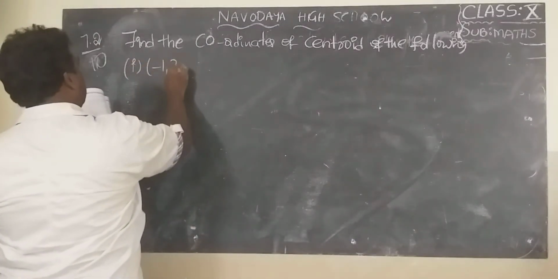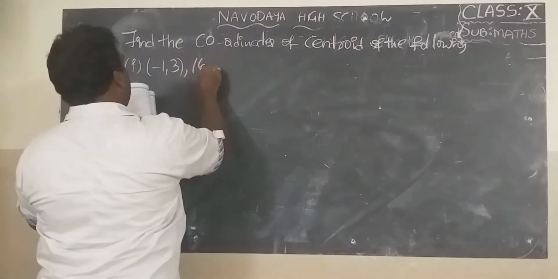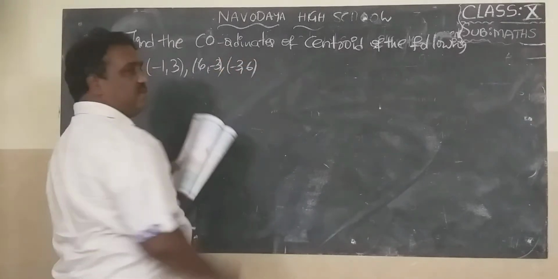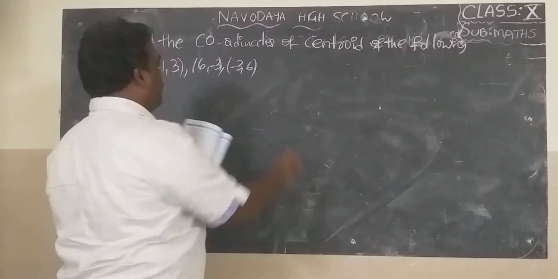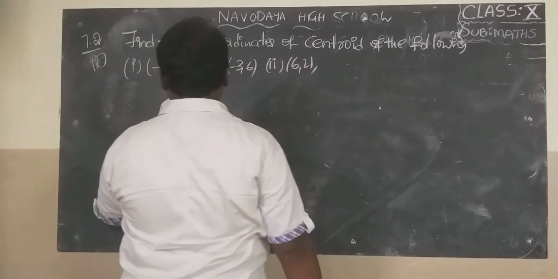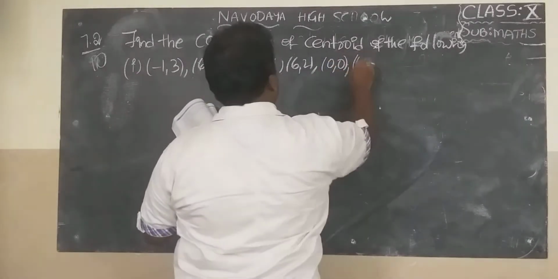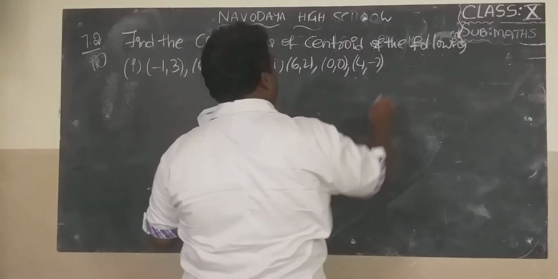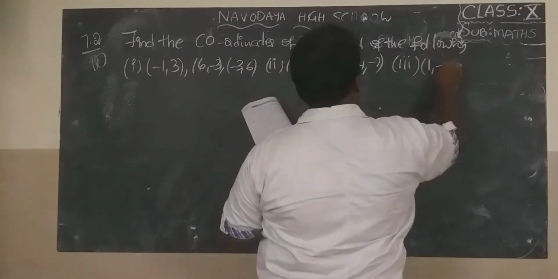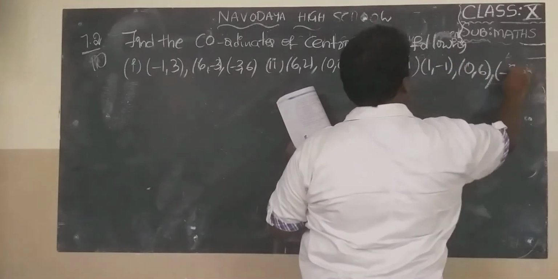First one is minus 1 comma 3, 6 comma minus 3, minus 3 comma 6. Second one is 6 comma 2, 0 comma 0, 4 comma minus 7. Third one is 1 comma minus 1, 0 comma 6, minus 3 comma 0.